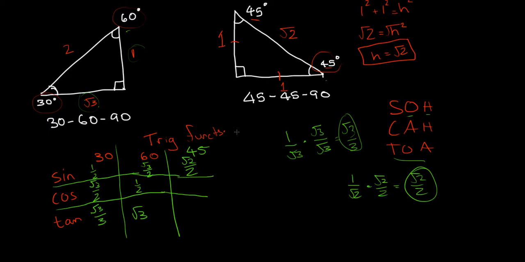we go down here again, and cosine of 45, believe it or not, is adjacent over hypotenuse, which is root 2 over 2, same thing. And the tangent is simply opposite over adjacent, which is, either way you look at it, just going to be 1.